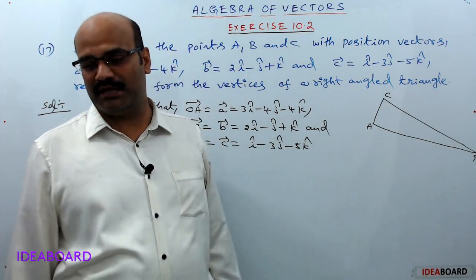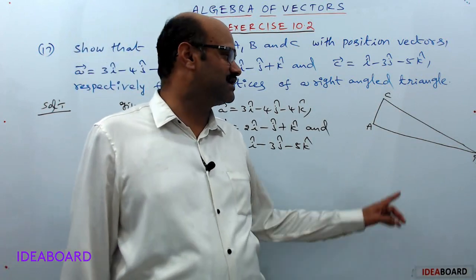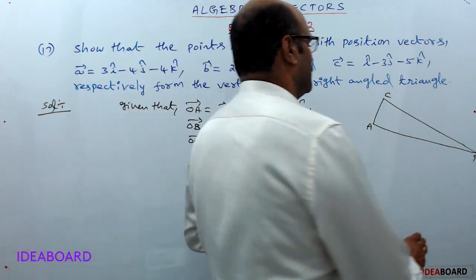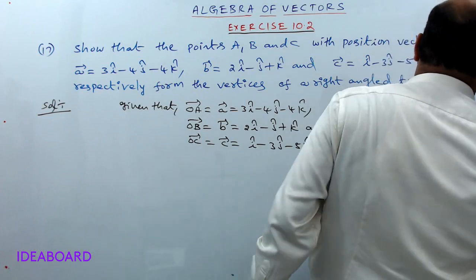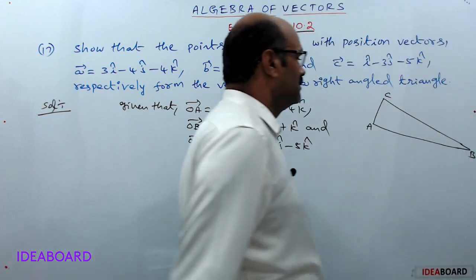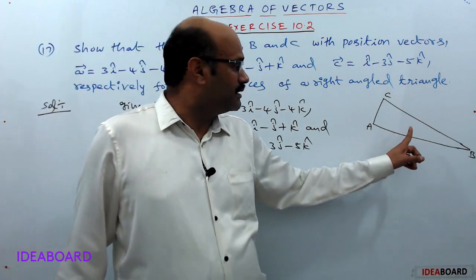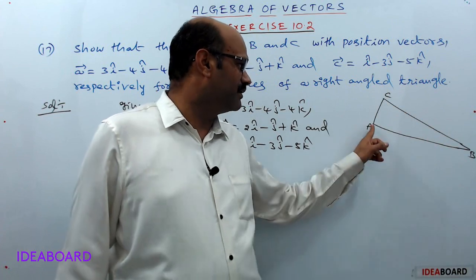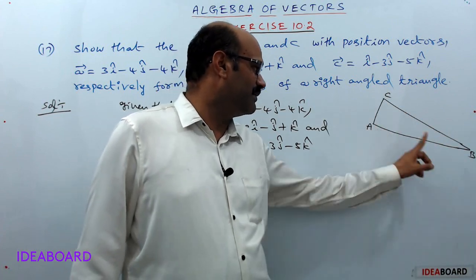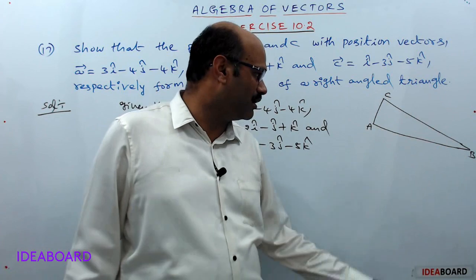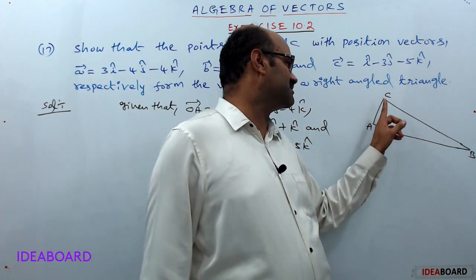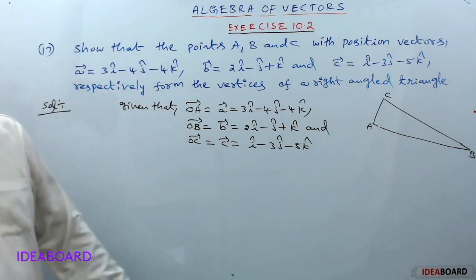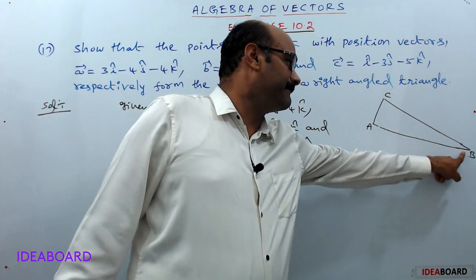By using Pythagoras theorem, we know that the square of the hypotenuse is always equal to the sum of the squares of the remaining two sides. So here we have a triangle ABC. We can prove that BC square equals AB square plus AC square, or AC square equals AB square plus BC square, or AB square equals AC square plus BC square. So to prove this, first we have to find the vector AB.